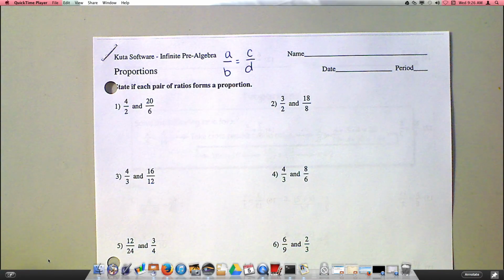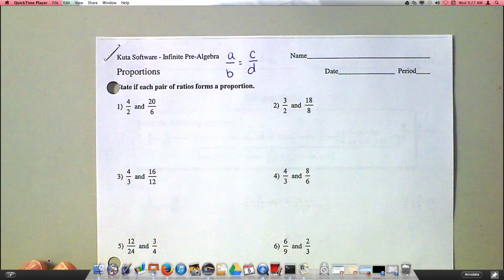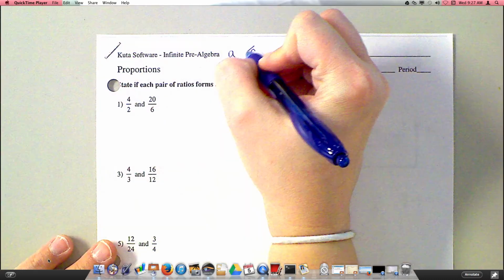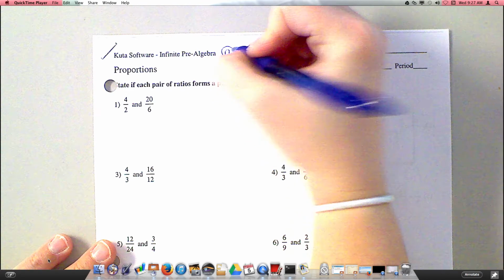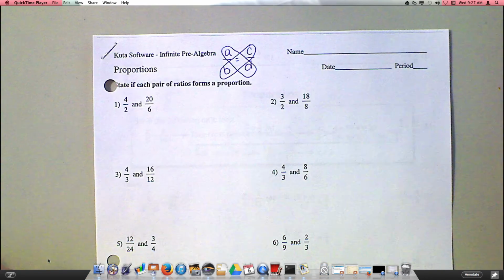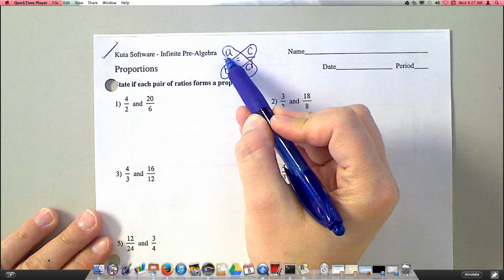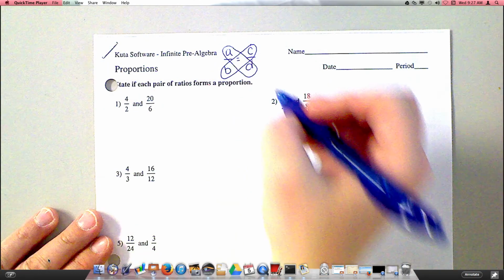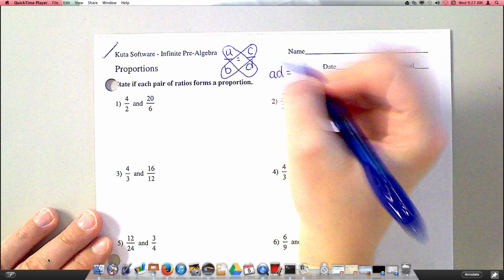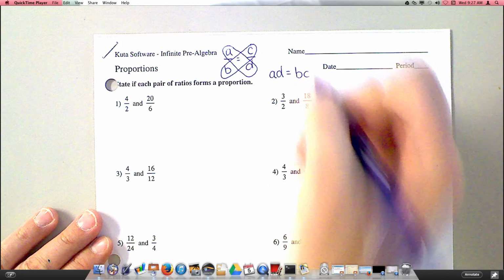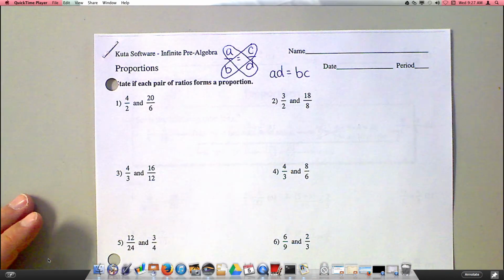There's something called the cross products property. Now you don't have to know the name of that, okay? You just have to know what it does. In a proportion, if two fractions are truly equal, when you multiply a cross like this, like an x, the two products, meaning the two answers that you get, should be equal to each other. So if I multiply a times d, whatever numbers those happen to be, that should equal b times c. Okay, that's called the cross products property.